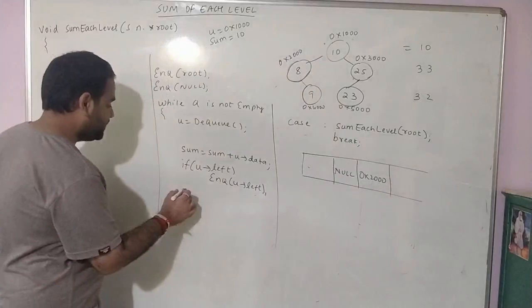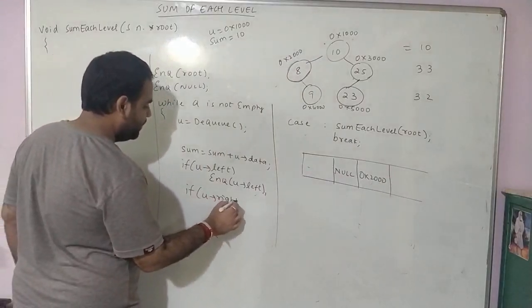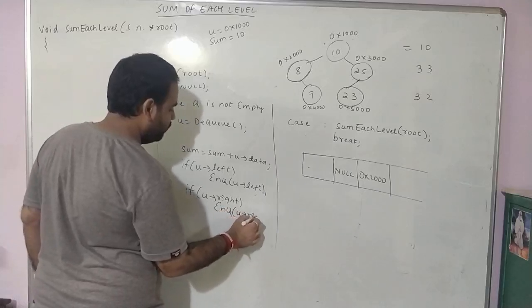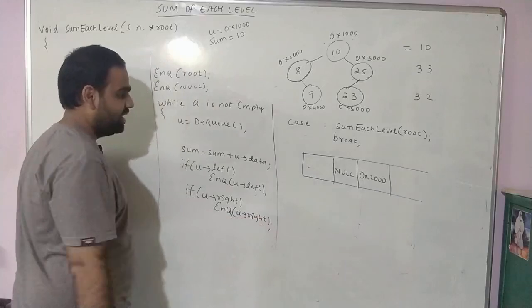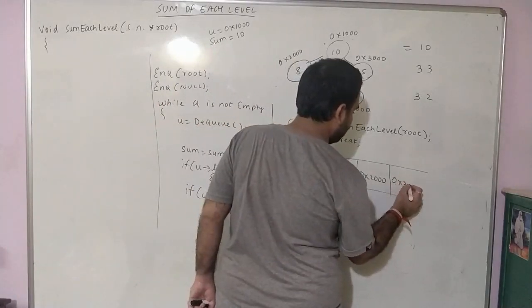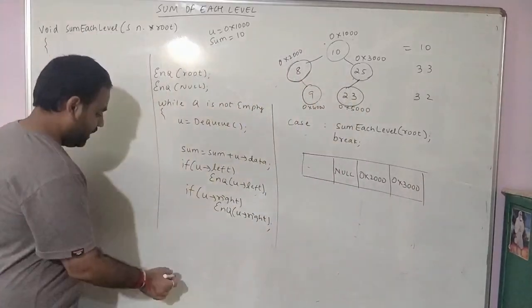Does it have the right child? And how do we check? If u arrow right not equal to null, then what do we say? We say enqueue u arrow right. Now, what is the value of u arrow right? 1000 arrow right is nothing but 3000. You enqueue 3000 over there. Is that okay? Now, again you go back.